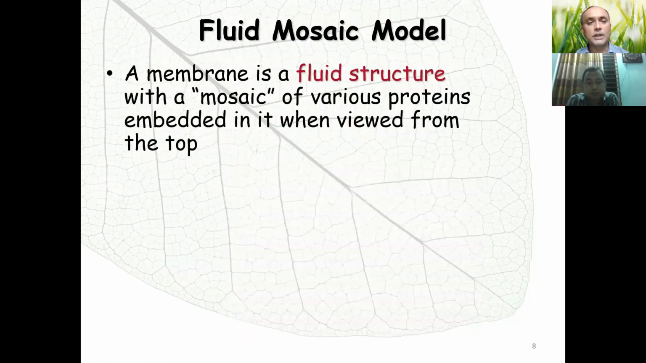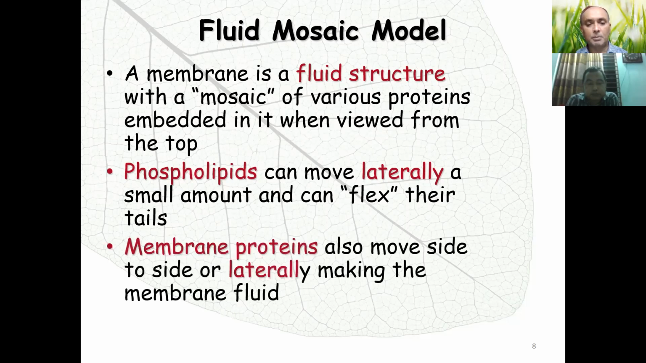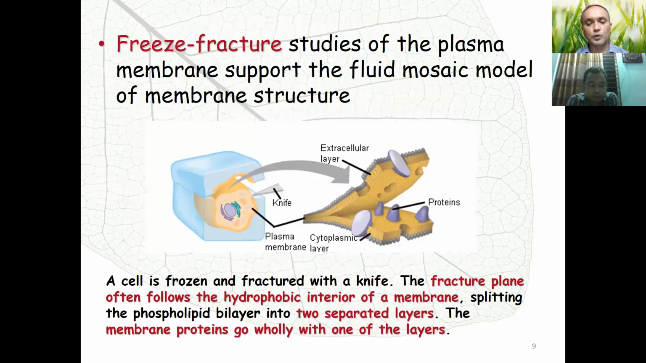So the fluid mosaic model has already been defined. A membrane is a fluid structure with a mosaic of various proteins embedded in it when viewed from the top. Phospholipids can move laterally a small amount and can flex their tails. Membrane proteins also move side to side, or laterally, making the membrane fluid.